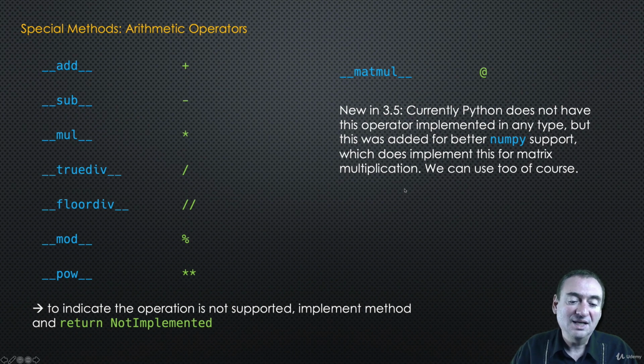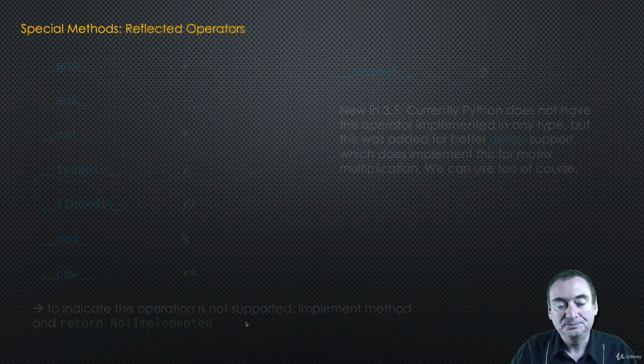When we want to indicate that an operation is not supported, then we implement the method and we return the NotImplemented special constant. So be careful with this. We don't raise an exception. If we want to specifically identify that, let's say, the addition operator between our classes is not implemented, then we can do it this way. We implement the method and return NotImplemented. Now, of course, we don't have to implement the method at all, but there are cases where we do want to do that, and I'll show you that in the code.